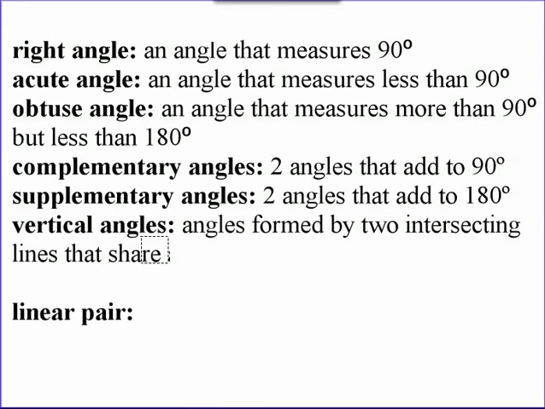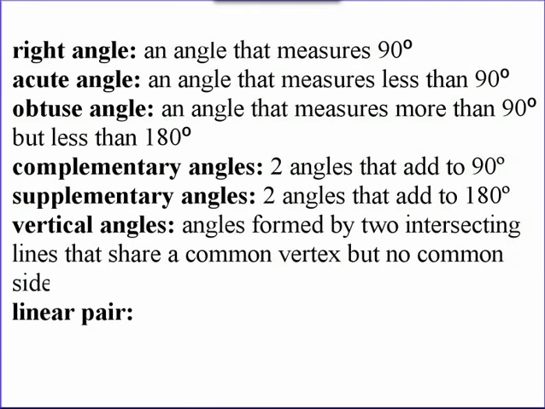So we take two intersecting lines. They share a common vertex. But what don't they share? No common side. So I'll let you get that down and then we'll talk a little bit about what that means. You were close. They are actually equal, believe it or not. Vertical angles are equal.